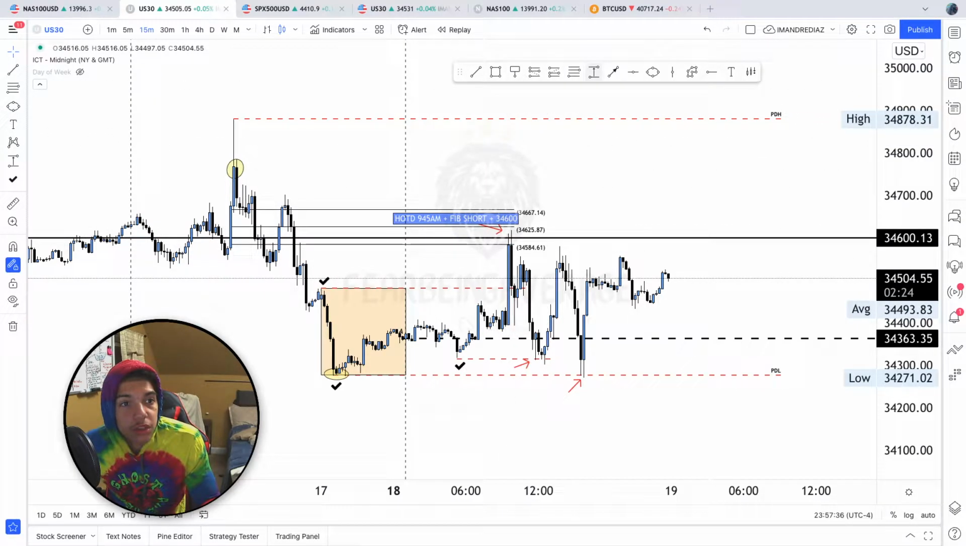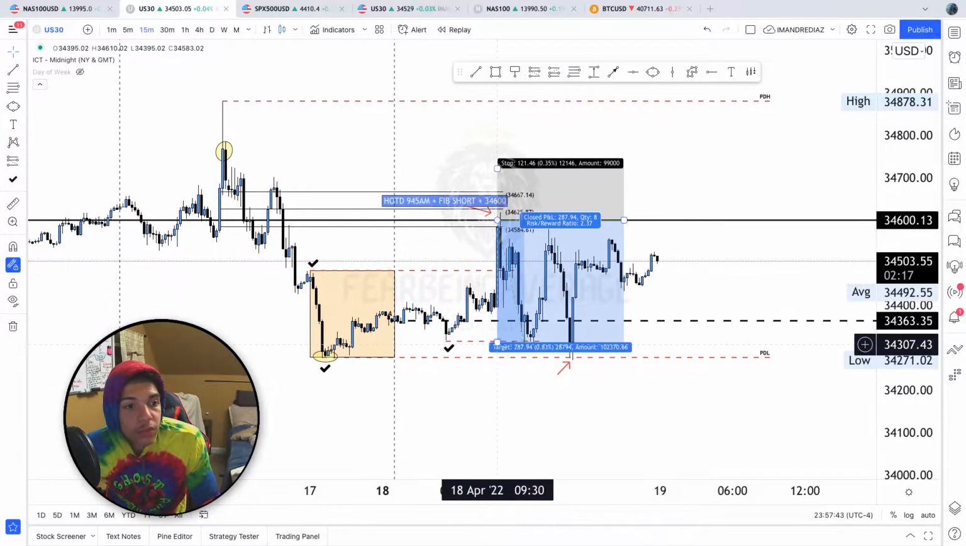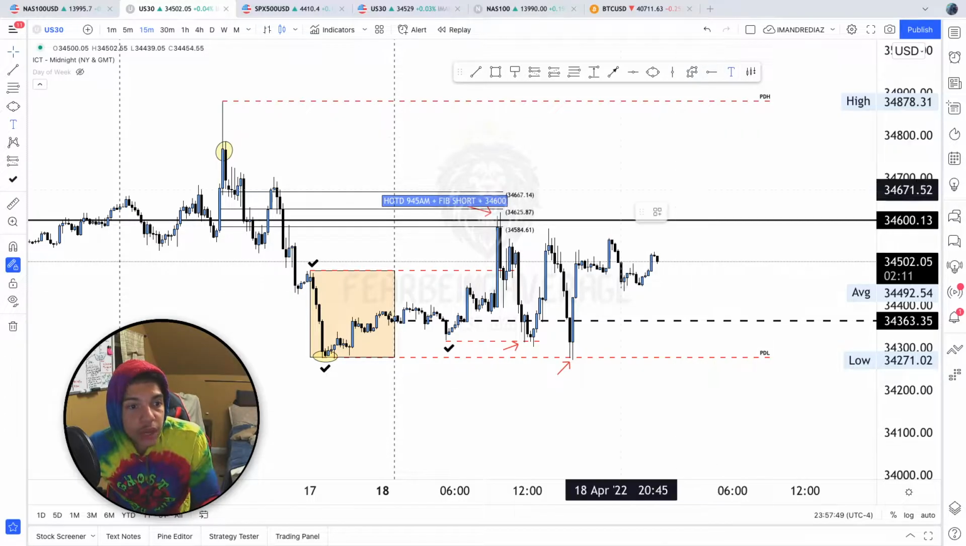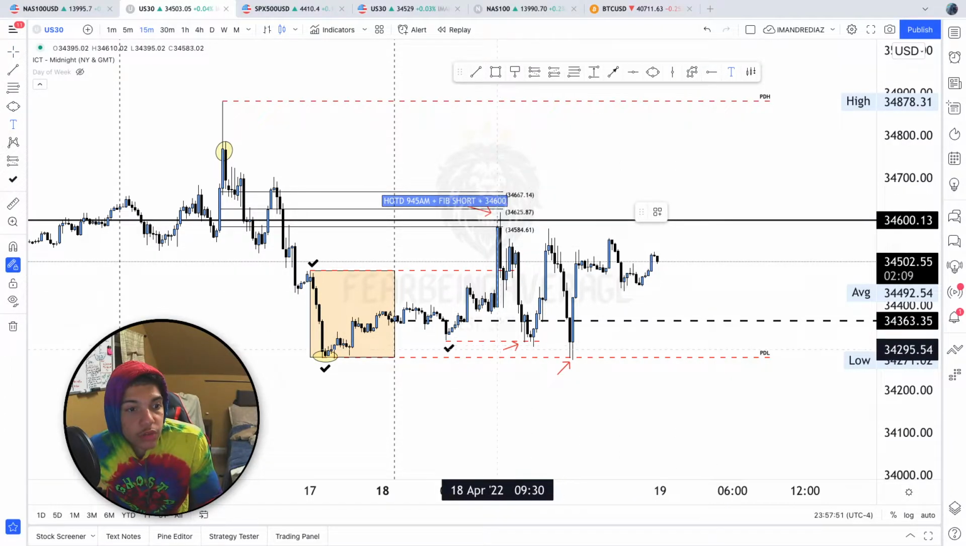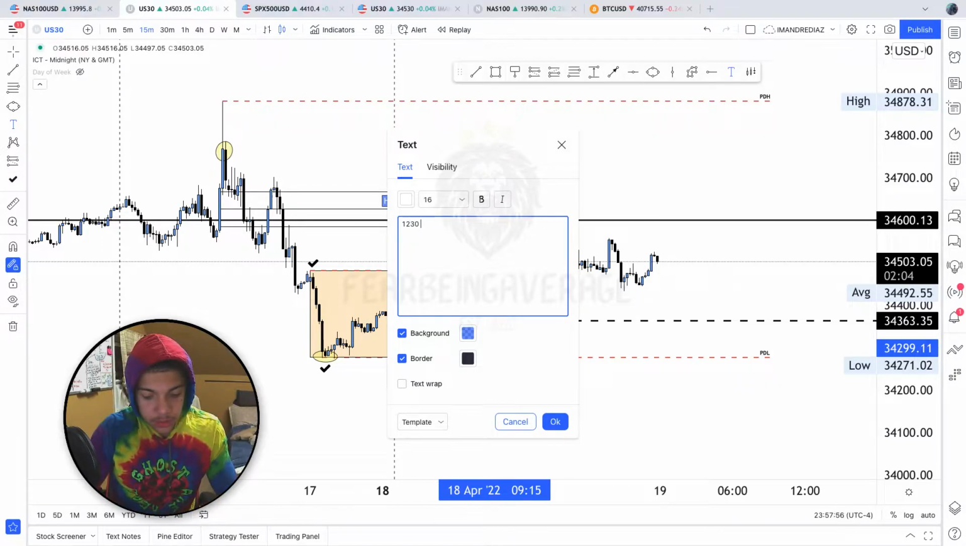You would either be looking to target the previous London low, which is right here, or the previous Asian session low along with the previous day's low. So as you can see, that's what we got. At what time was this low cleared? At 12:15. I'm going to just say 12:30 though. So at 12:30, London lows cleared.